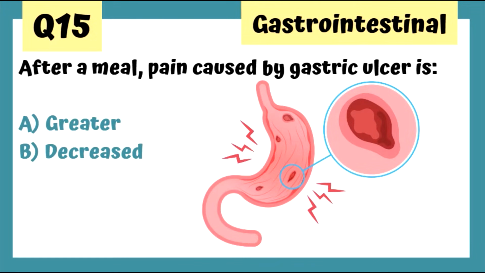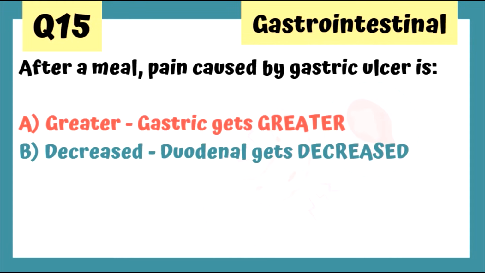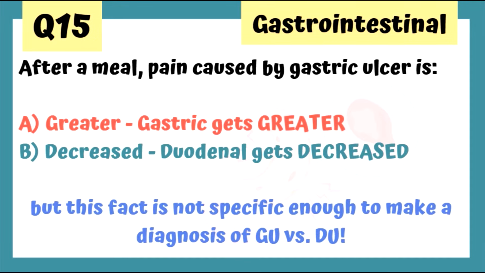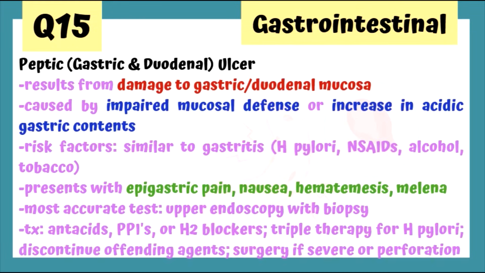Question 15. After a meal, pain caused by gastric ulcers is greater. Gastric greater. Duodenal decreased. This is in general, but you can't make a diagnosis on it. This fact is not specific enough to make a diagnosis of gastric ulcer versus duodenal ulcer. And here we just have a little bit about peptic ulcers, which includes gastric and duodenal ulcers, that they result from damage to the gastric or duodenal mucosa. They're caused by impaired mucosal defense or increase in acidic gastric contents, and patients present with epigastric pain, nausea, hematemesis, melena. And the most accurate test is upper endoscopy with biopsy for peptic ulcers.